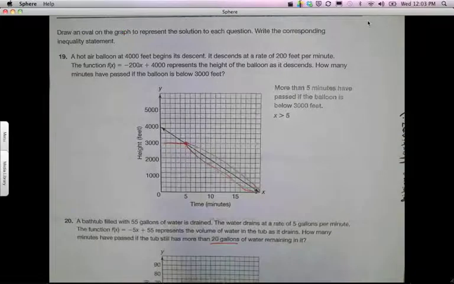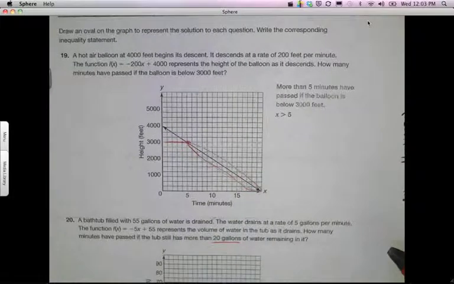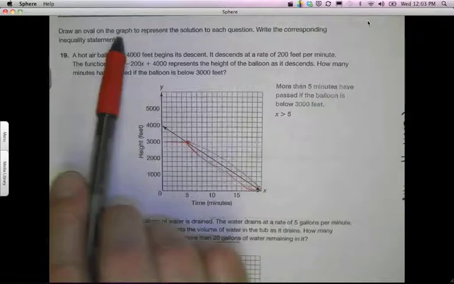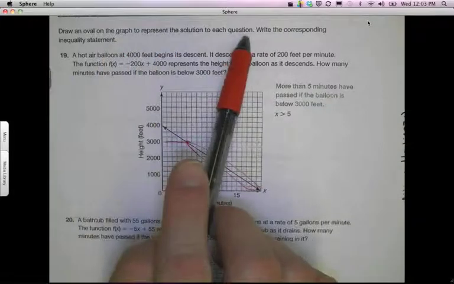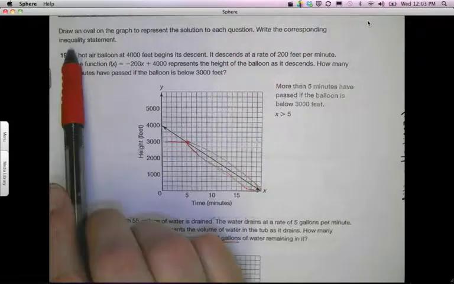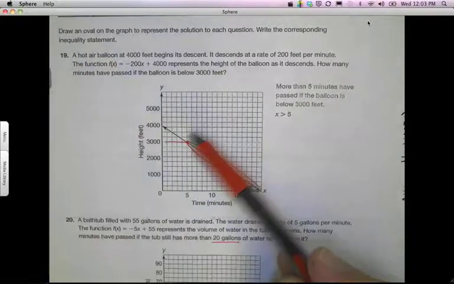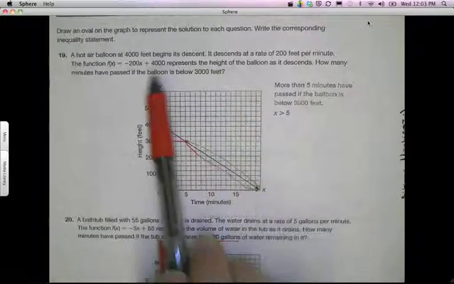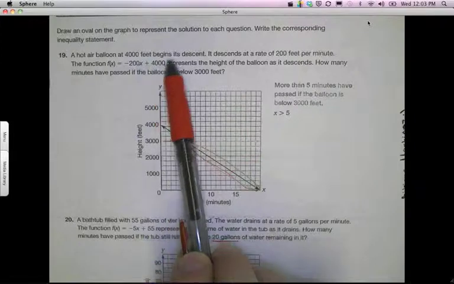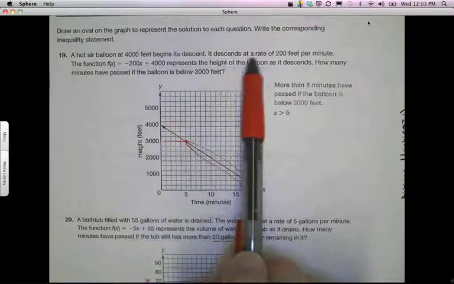Okay, and this situation is asking you to do two different things: to draw an oval on the graph to represent the solution to each question, and to write the corresponding inequality statement. So if you look at the situation, it's got a hot air balloon at 4,000 feet beginning its descent. It descends at a rate of 200 feet every minute.